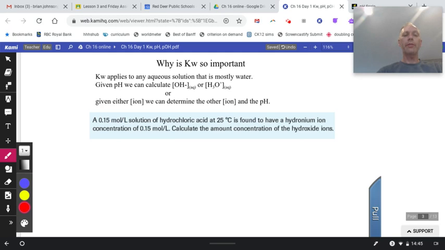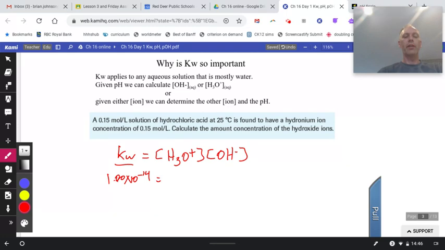So what Kw does is it allows us to calculate the concentration of either one of these if you are given one of the 2. Because we know Kw, in your data book, it's 1.00 times 10 to the minus 14. If I have one of these, I can solve for the other every time. So let's apply this to an example.